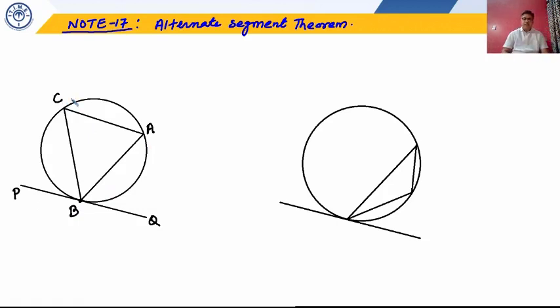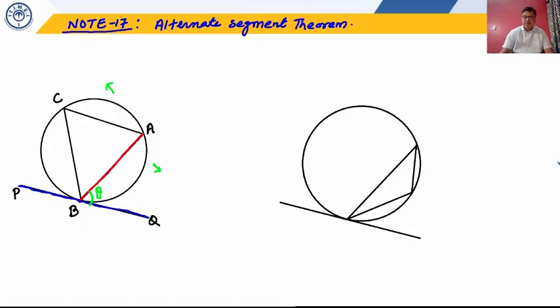This is point C. So the angle made by the chord AB at the tangent PQ is, let's say, theta. This angle is theta. So the angle made by the same chord in the alternate segment is also theta. So what is the alternate segment of this chord AB? This is one of the segments and this is your alternate segment.